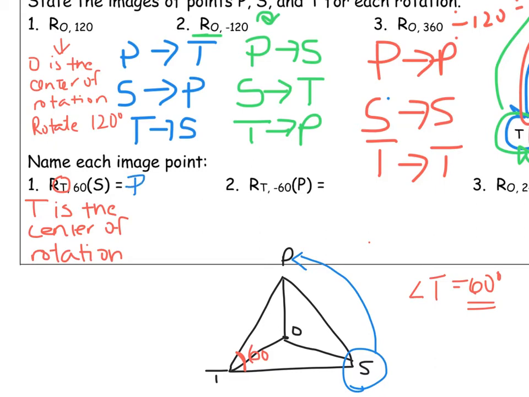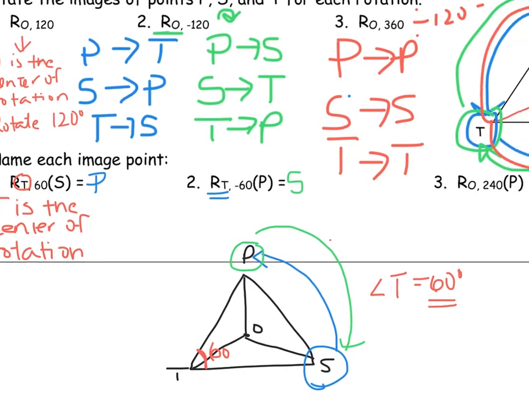So in example 2, our center of rotation continues to be T, and this time it's a negative 60 degrees, and we want to rotate point P. So negative 60 degrees means we're going to go clockwise direction, and we rotate point P negative 60 degrees. We end up with point S as our new image point.